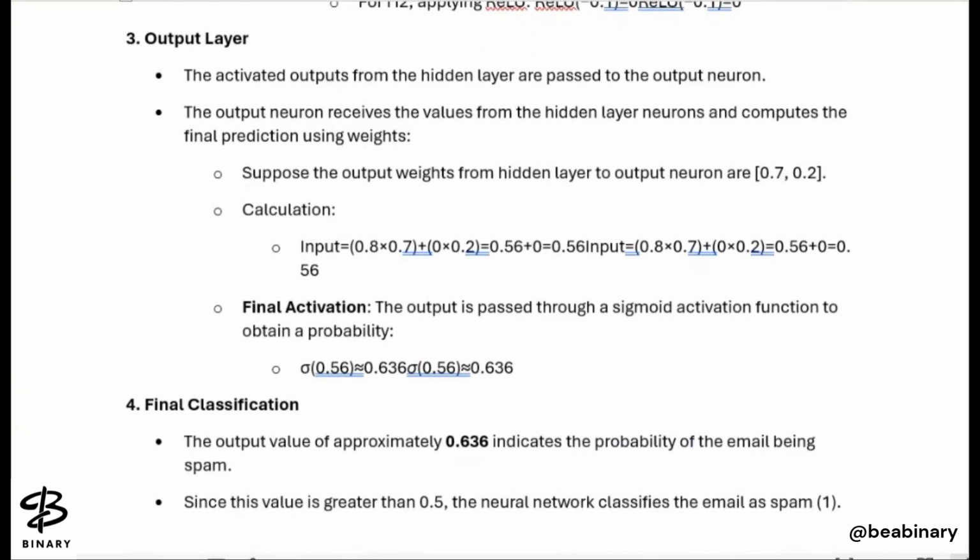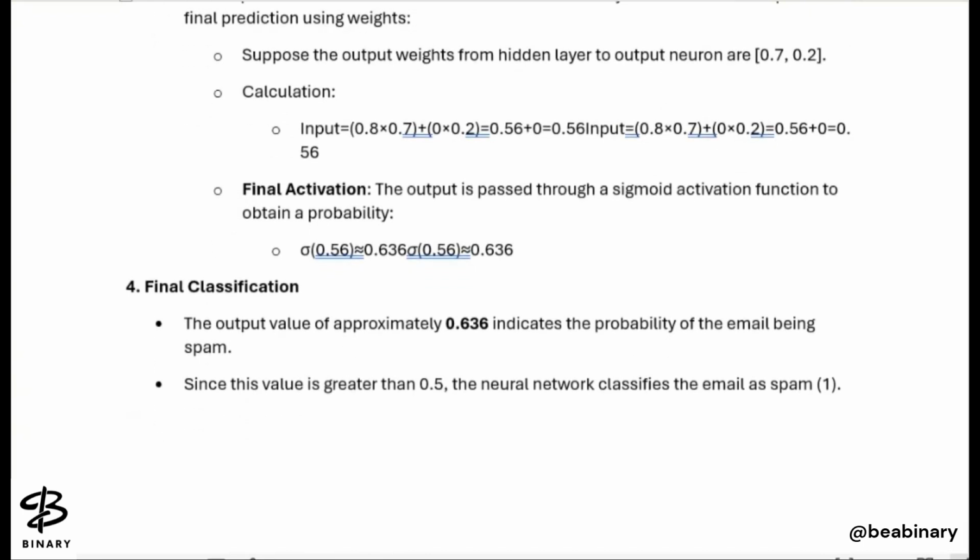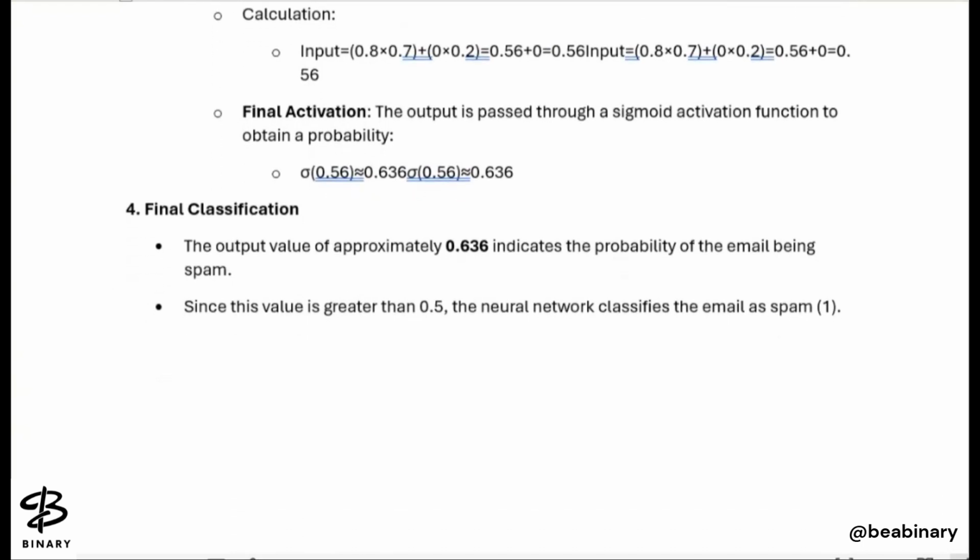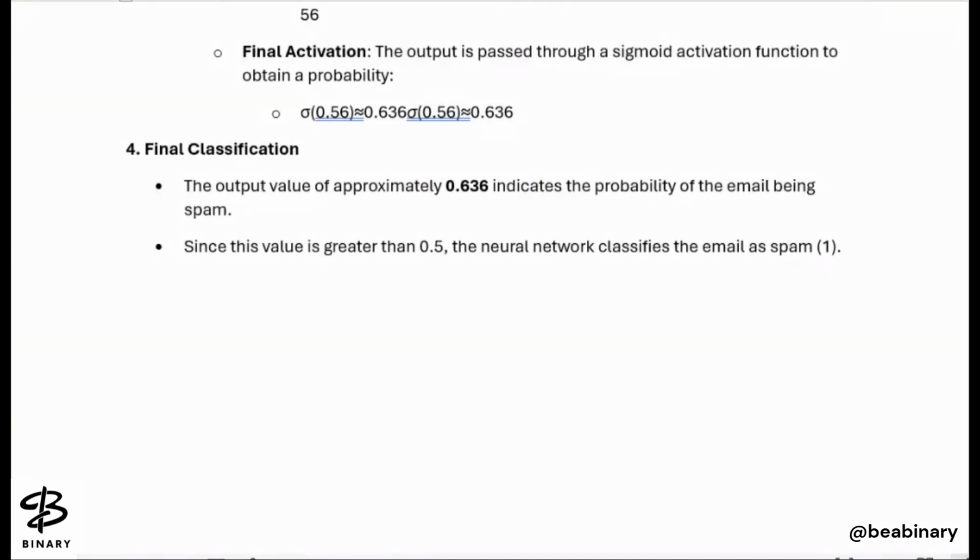So the final activation will be done. The output is passed to a sigmoid activation function to obtain a probability, which would be approximately 0.636. So the final classification will be done. The output value of approximately 0.636 indicates the probability of the email being spam. Since this value is greater than 0.5, the neural network classifies the email as spam.